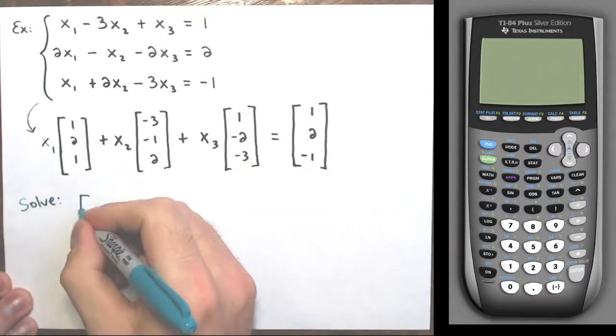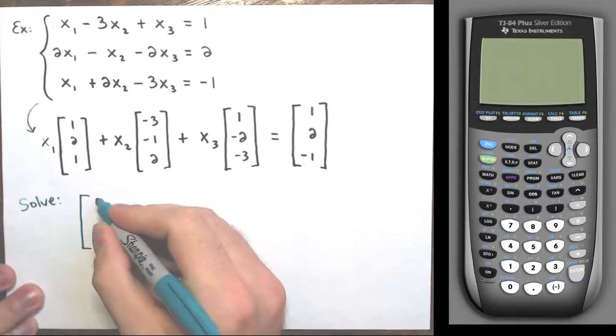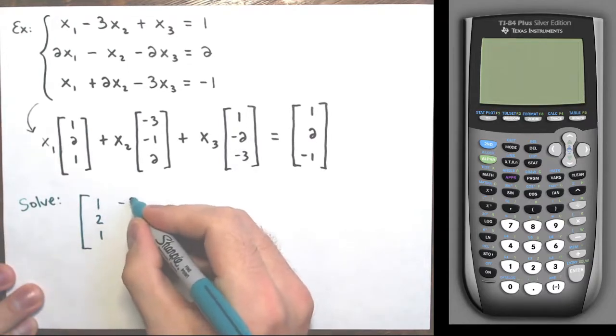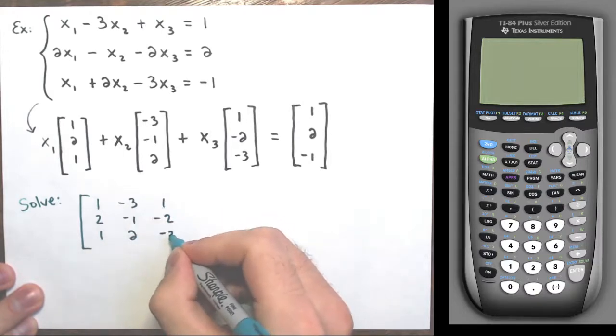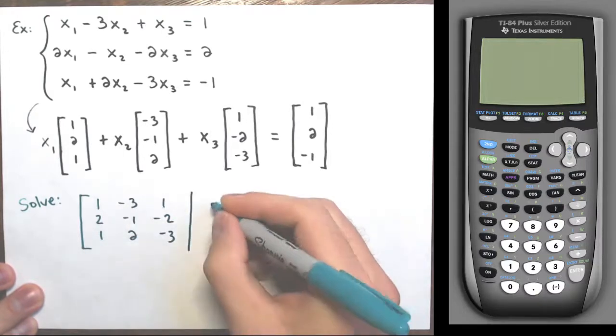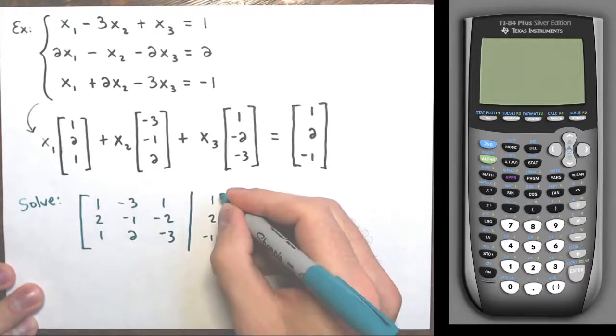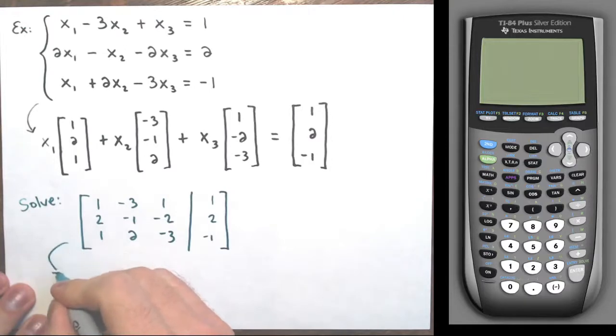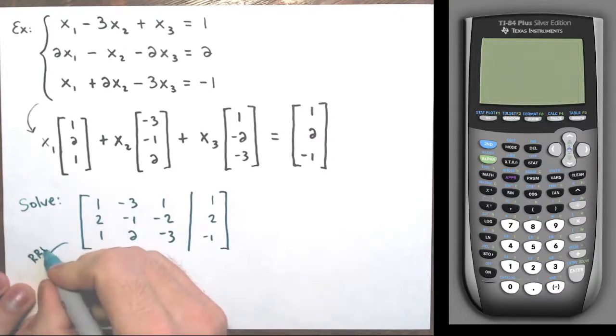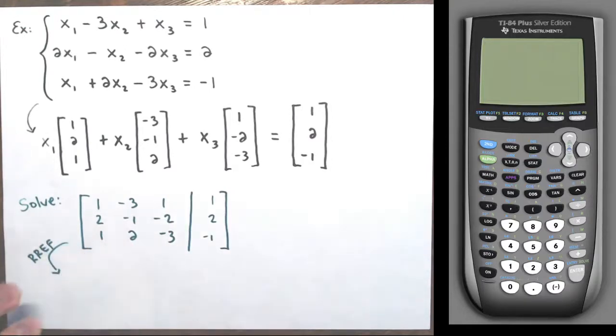So I'm going to again write the augmented matrix. 1, 2, 1, -3, -1, 2, 1, -2, -3. Little bar where the equals would go. 1, 2, -1. All right, and then as I've been doing, like I said, I don't want to. You can do the elementary row operations. If you're asked to use Gauss-Jordan elimination, you should use row operations, show it step by step to get it in reduced row echelon form.